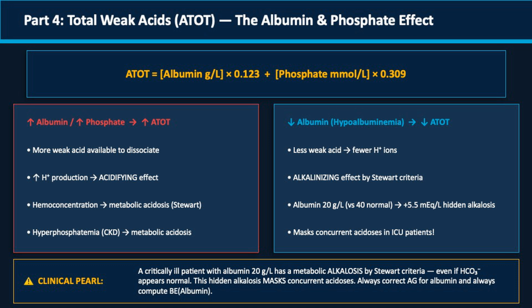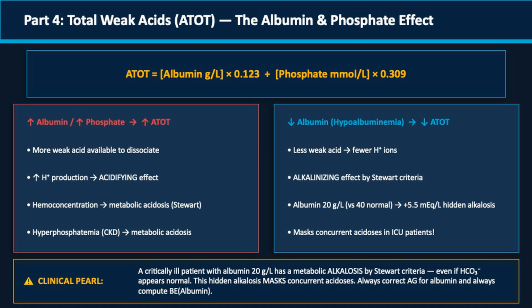Low albumin causes a metabolic alkalosis. I know that sounds wrong. Let me show you why it matters. Take an ICU patient. Albumin is 20, half of normal. Bicarbonate looks like 22.